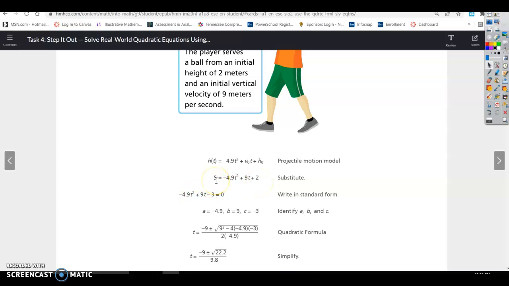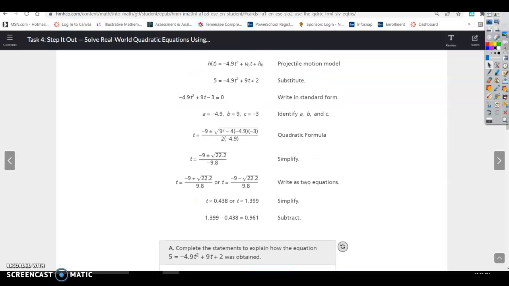The first thing is we want to set this equation equal to 0. So they subtract 5 from both sides, and that's where the negative 3 comes from. Once it's in standard form, which means it's set equal to 0, we have the quadratic, the linear, and the constant term. That gives us our a, our b, and our c. You can see they have identified a is negative 4.9, b is 9, and c is negative 3. Then they just plug it into the quadratic formula and simplify.